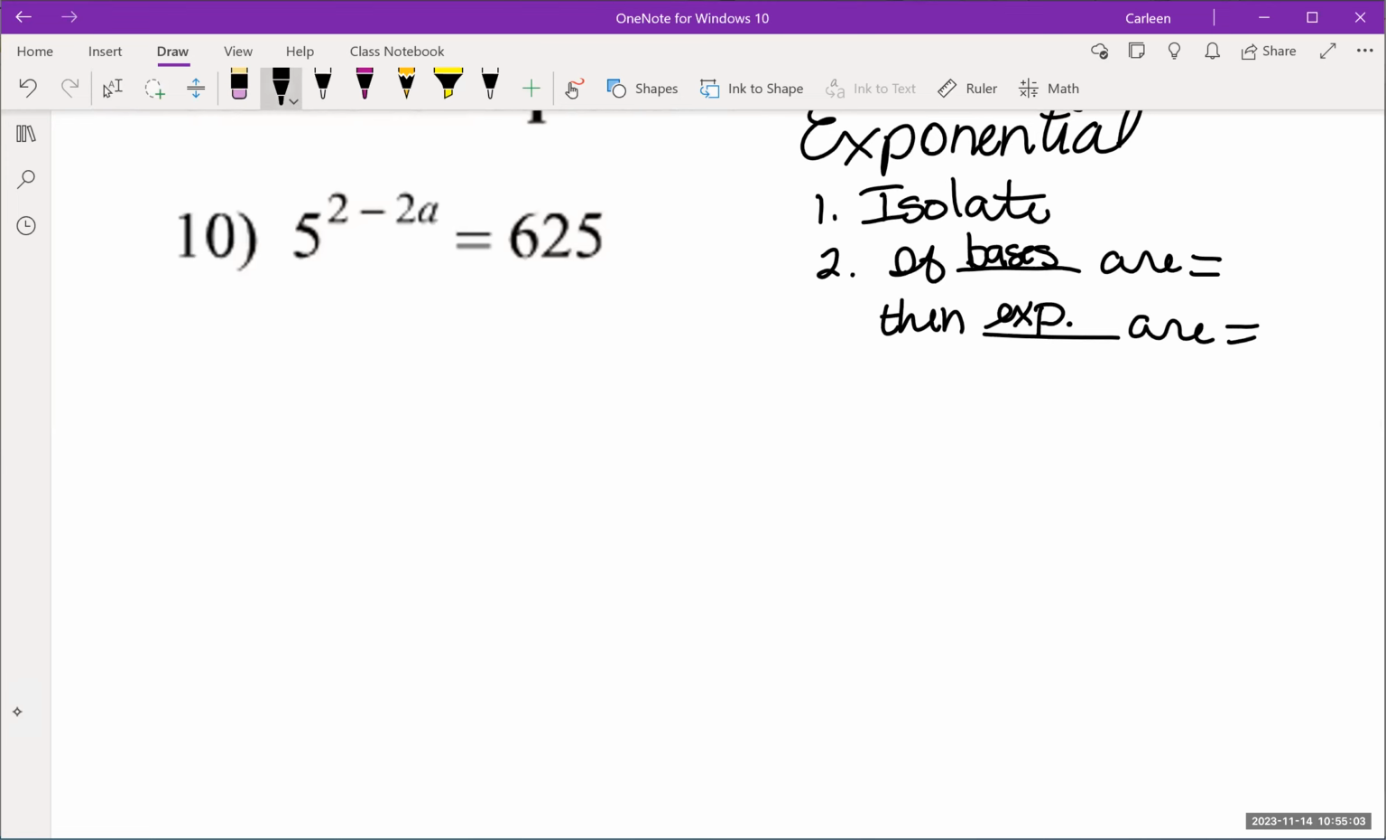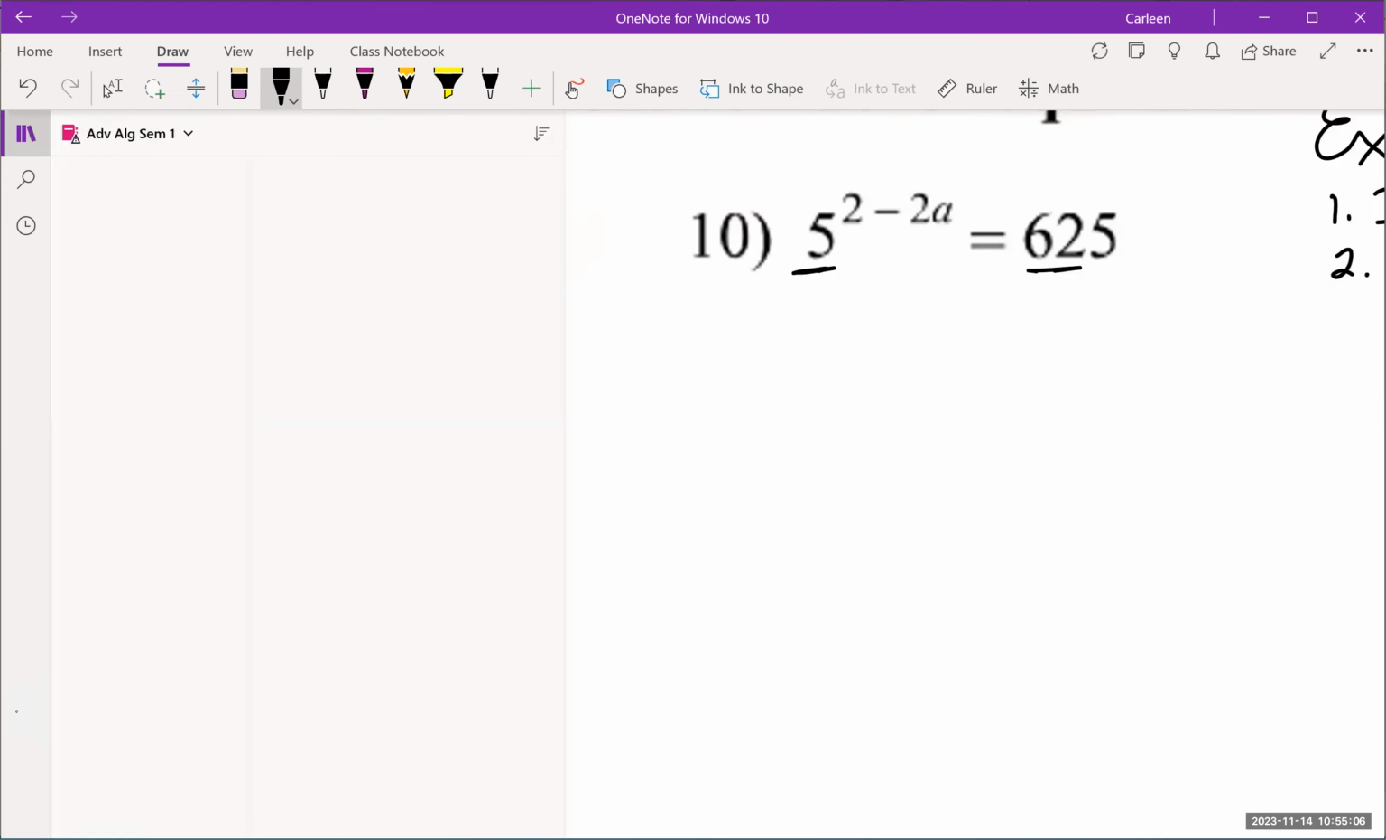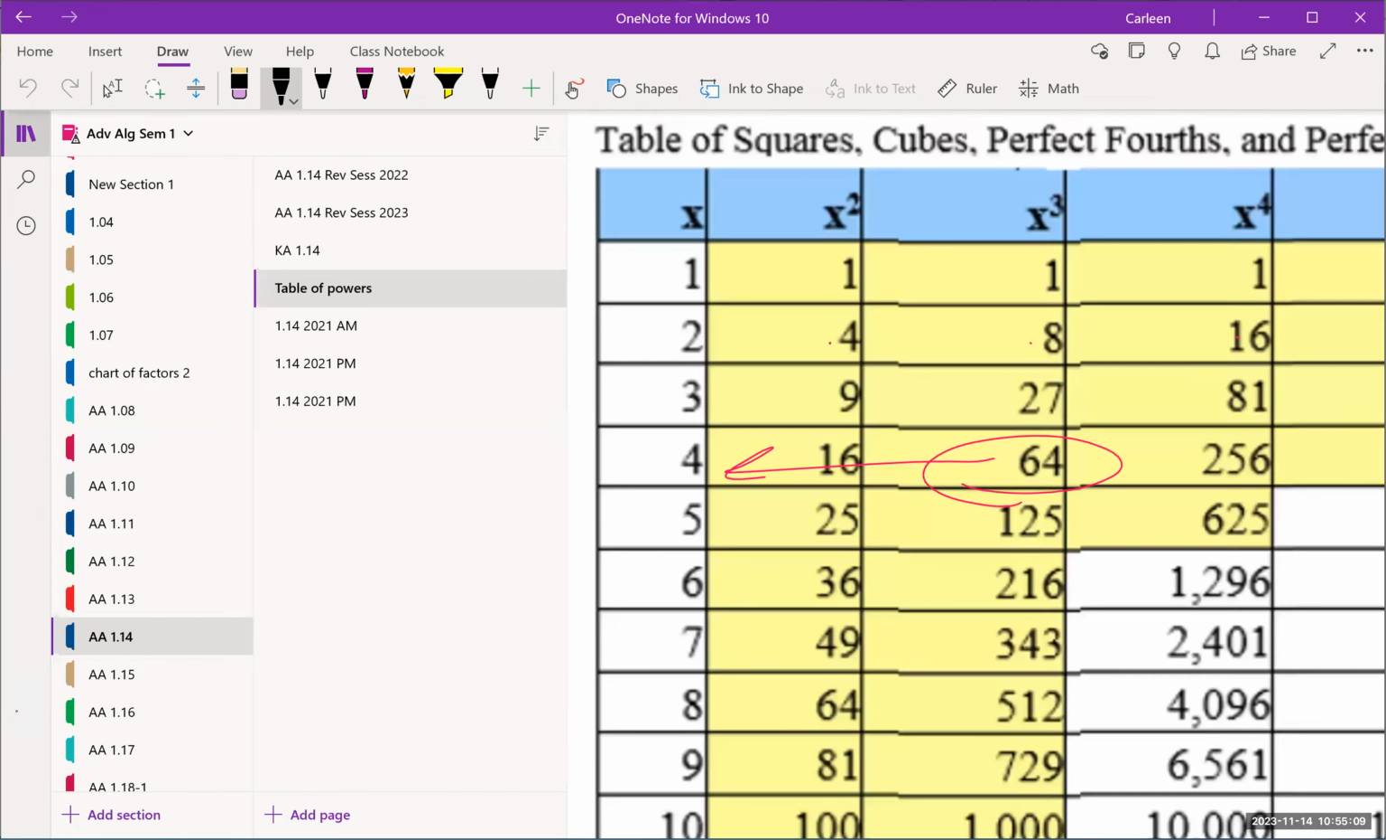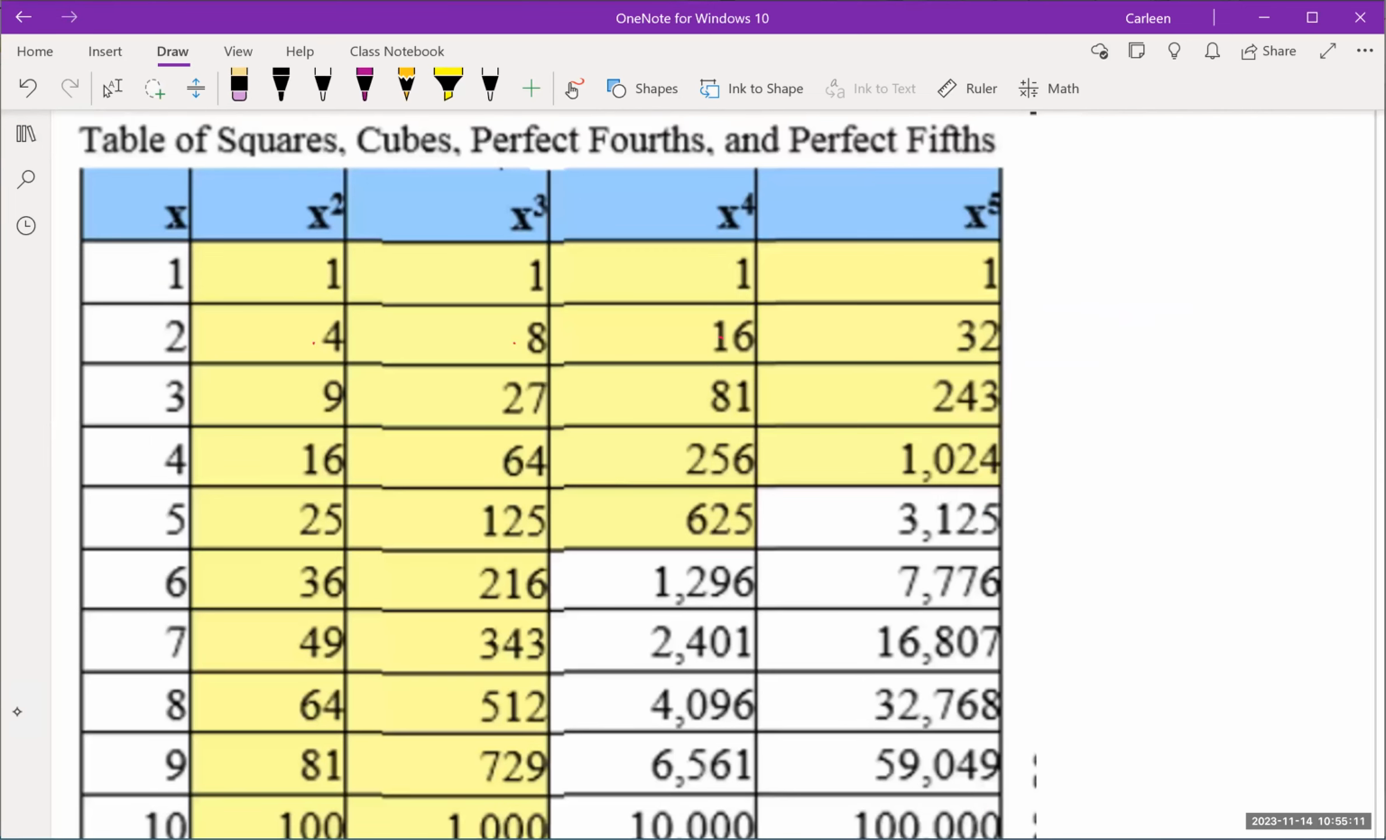Okay, so we have 5 and we have 625. We need to look at the table of powers. What do you notice about the table of powers that's going to help us with this equation? Ah, 4. Okay. Someone says 4, our other cadence. 4. What about the number 4? Okay. So in the 5 row, 625 is 5 to the 4th. Yeah. So we're going to go back.